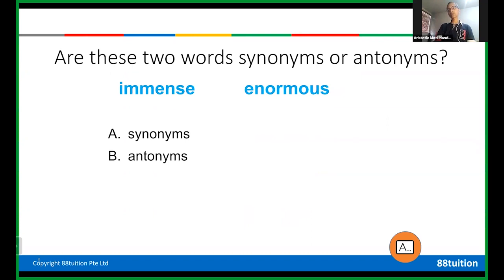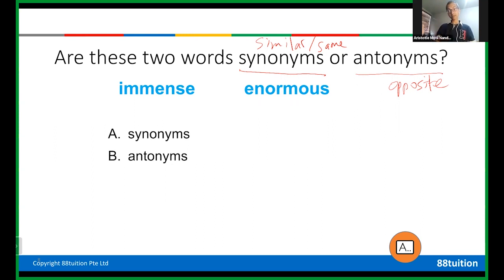Are these 2 words synonyms or antonyms? That means, are they same in meaning or similar in meaning? Or are they opposite in meaning? So the first word is immense, and the second word is enormous. So just to have a feel, you have to decide whether it's an antonym or synonym.